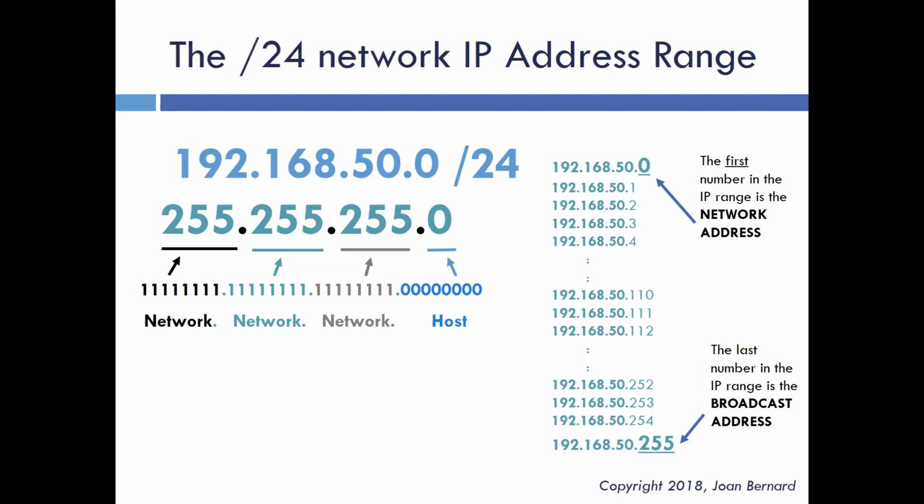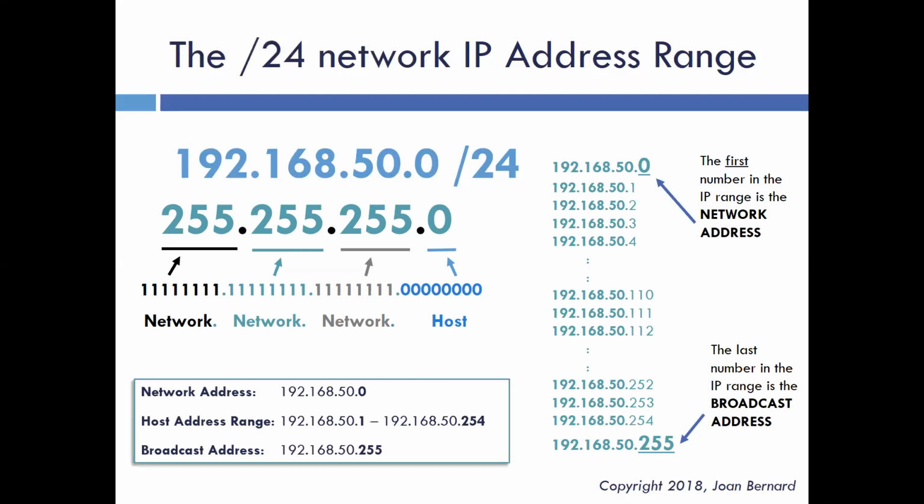In this example, neither the .0 nor the .255 number can be assigned to host devices, such as a PC or a printer. Instead, host devices should be assigned an IP address between .1 and .254. In the table, you will see the host address range is defined as 192.168.50.1 through 192.168.50.254. Sometimes a host IP is also called a valid IP or a usable IP.